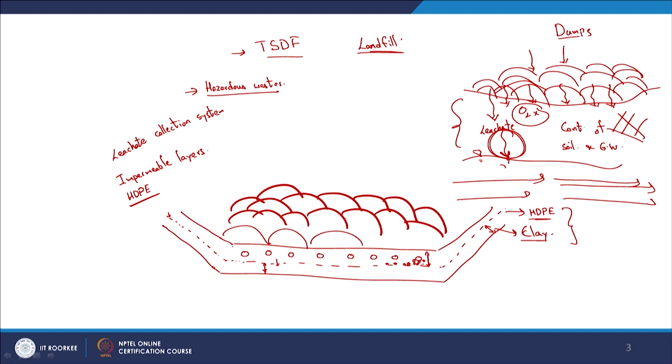So all above this you are then going to dump waste. So a few centimeters thick leachate collection system, and then the HDPE membrane, and then again a few centimeters thick clay layer, right.